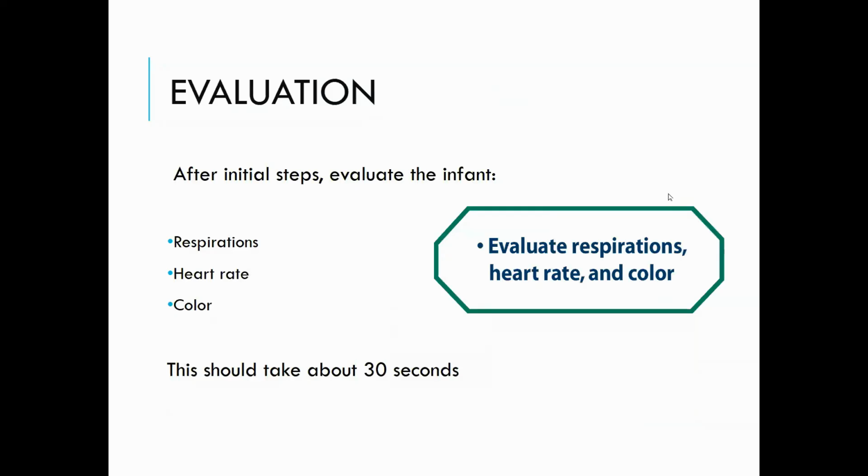So after the initial steps of warming, drying, suctioning, and stimulating the baby, which usually takes about 30 seconds to do, you want to evaluate the baby every 30 seconds. So always reassess, reassess, reassess. You're evaluating them for their respirations, their heart rate, their color. If the newborn is not breathing or has apnea or has a heart rate less than 100 beats per minute, then you continue to move down the algorithm.